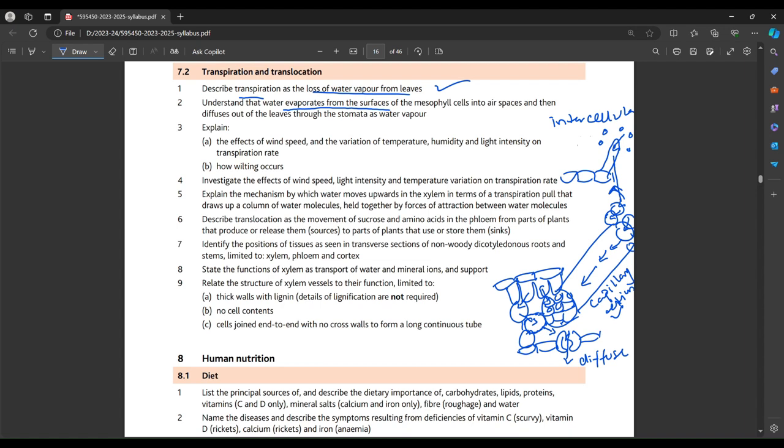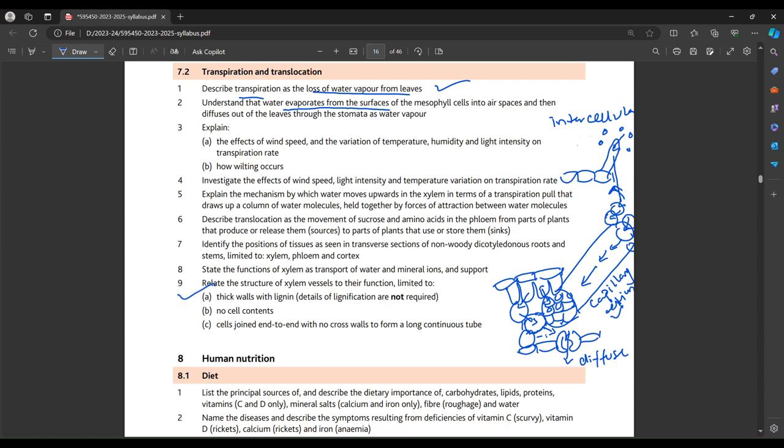and from the mesophyll cell the water will form a thin film of water on its surface, and from the thin film of water it will evaporate into the intercellular spaces, and from the intercellular space it will diffuse outside through the stomata. Now, how is the xylem vessel suited to its function?